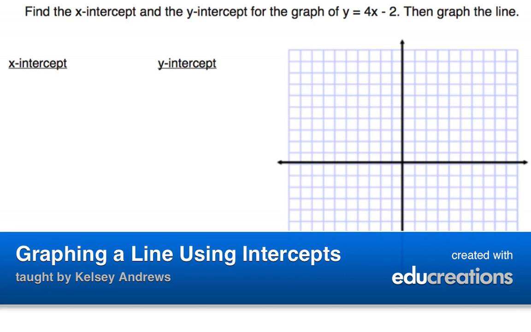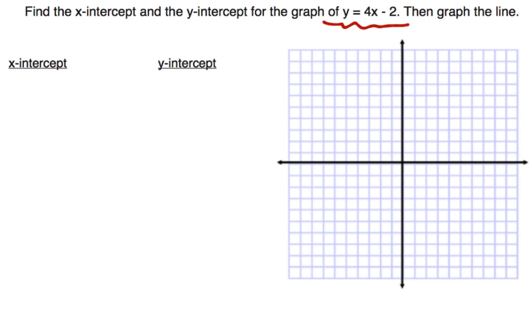Here we're asked to find our x and y intercepts of this graph. Here's our equation, y equals 4x minus 2, and then use those two intercepts to graph the line on our coordinate grid. So our x-intercept, remember, that means that we have a number value for x and y is equal to 0. And our y-intercept, we have a value for y and our x value is 0.